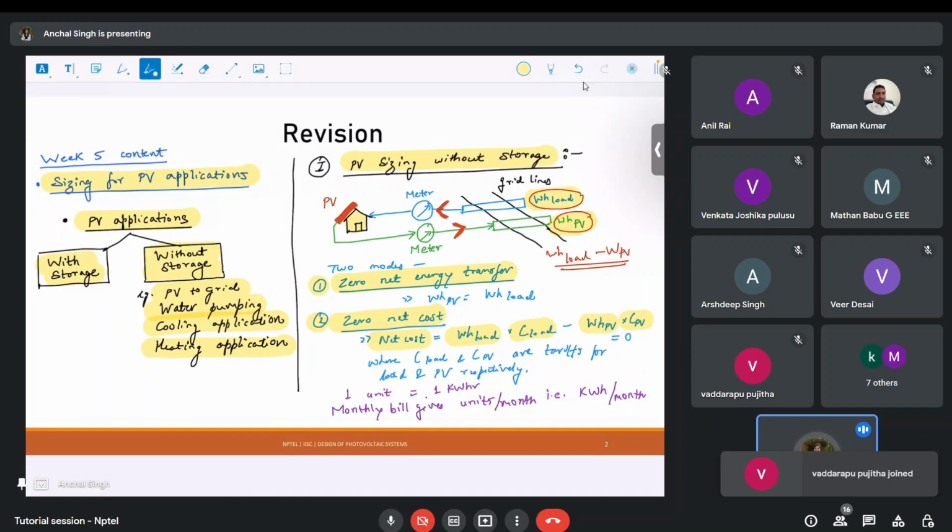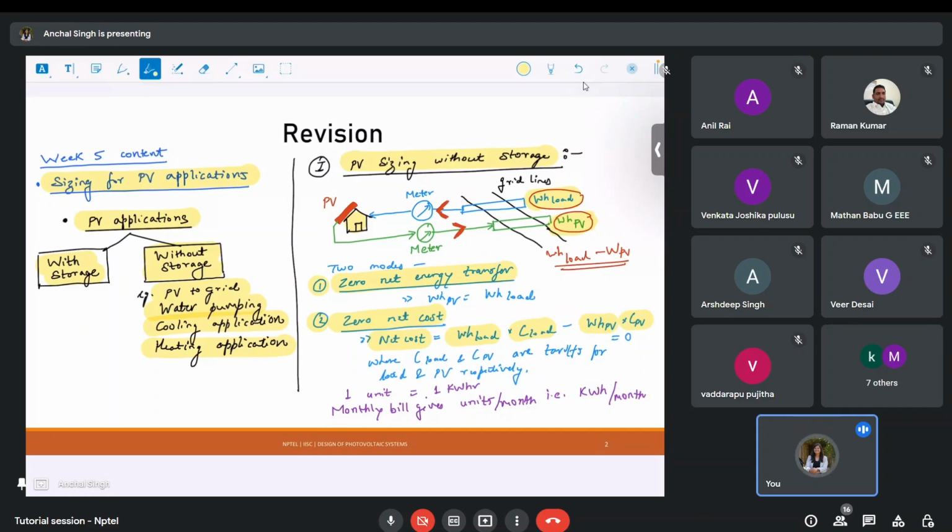Depending on what your target is with this topology, whether you are trying to achieve self-sufficiency or you are trying to zero the net cost, depending on that, you can use any of these modes. You can operate in any of the two modes. You can start your design with that.